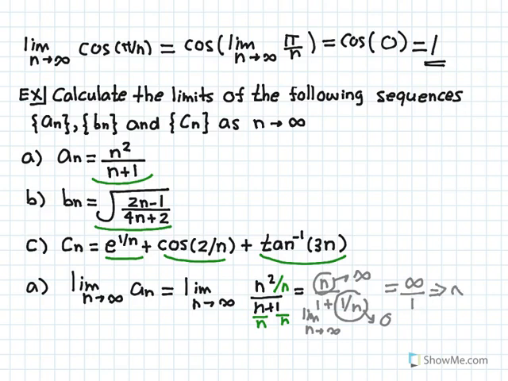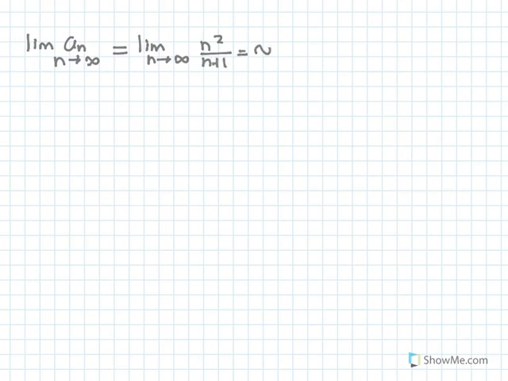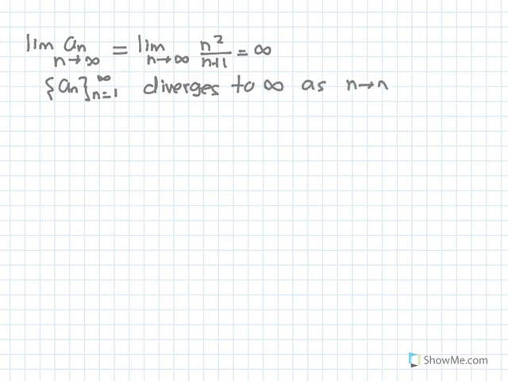Infinity over 1 is infinity. So for part A, we can see that this sequence diverges to infinity. So we say the limit of an as n goes to infinity is equal to the limit as n goes to infinity of n squared divided by n plus 1, which is equal to infinity. We say the sequence, n goes from 1 to infinity, diverges to infinity as n goes to infinity.